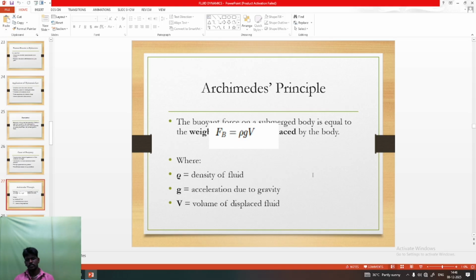Then Archimedes' principle: the buoyant force on a submerged body is equal to the weight of the fluid displaced by the body. That means FB, the buoyant force, is equal to rho g V. Rho is the density of the fluid, g is the acceleration due to gravity, and V is the volume of displaced fluid. Okay.